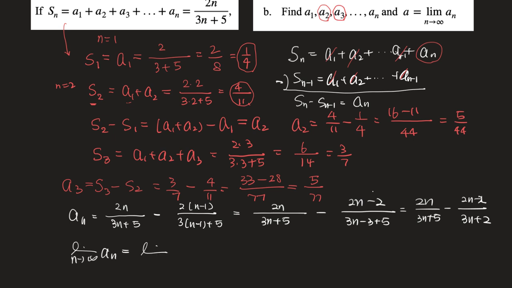So this one is infinity minus infinity. We're going to find this limit this way, okay? Let's go to here. The limit as n approaches infinity of 2n over 3n plus 5 minus 2n minus 2 over 3n plus 2.